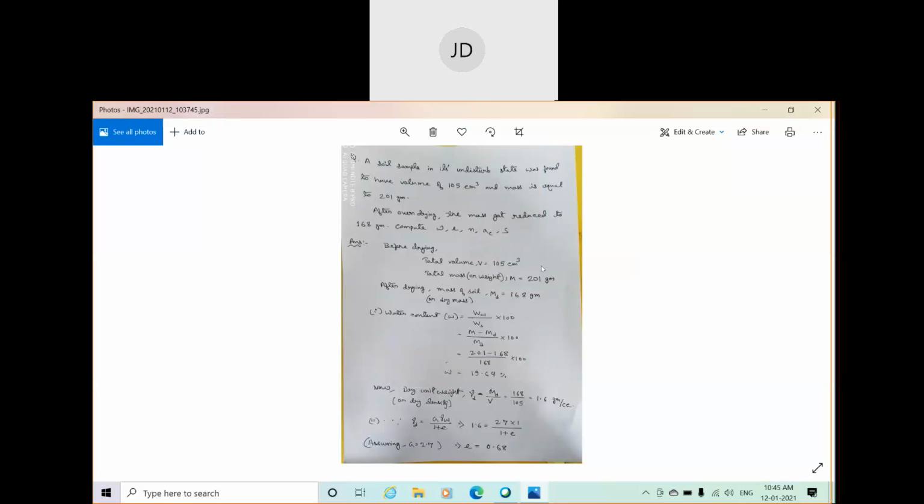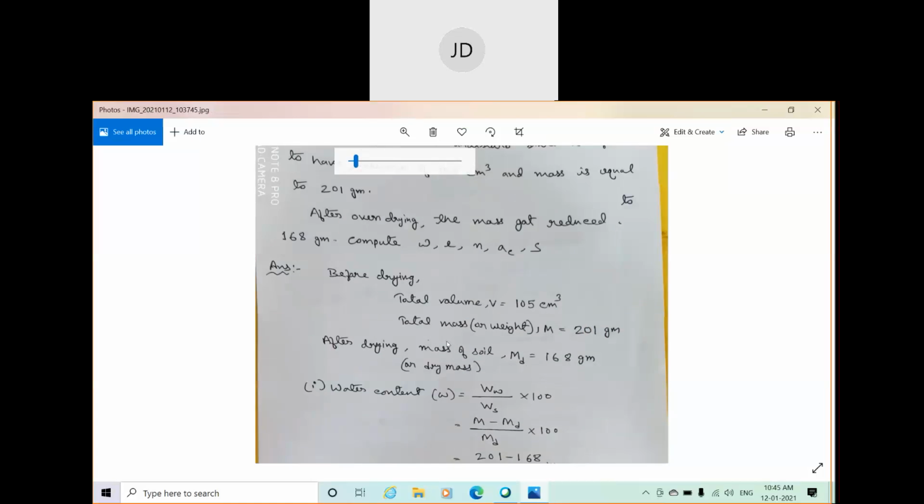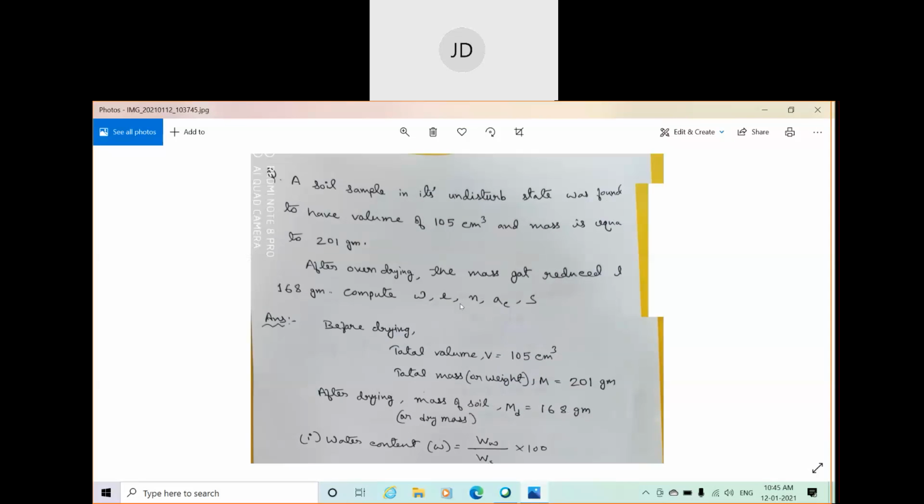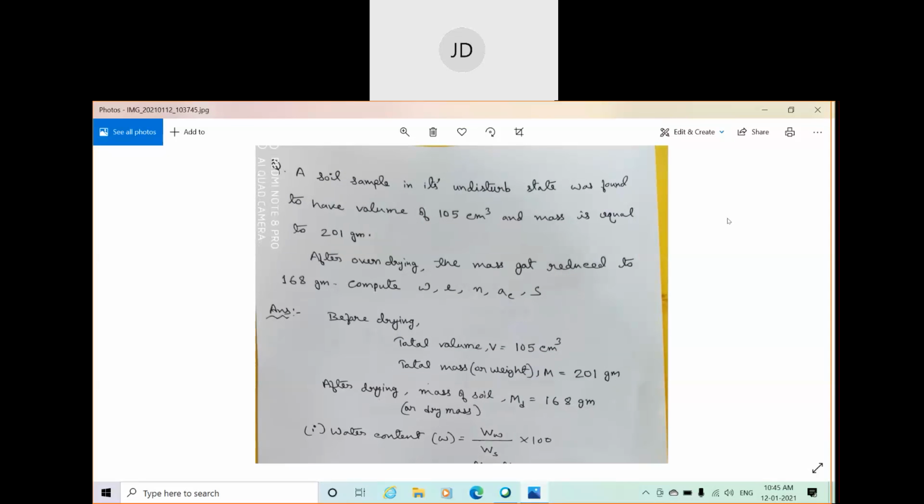I have prepared a very basic numerical for you, and it is related to the index properties of soil, that is under module 1. Let me first discuss with you the problem statement, what is given in the particular problem statement. I think you can read it out also. Just check it one more time.